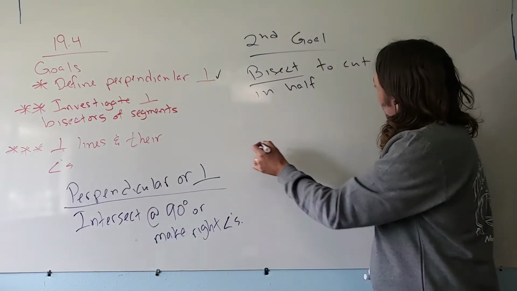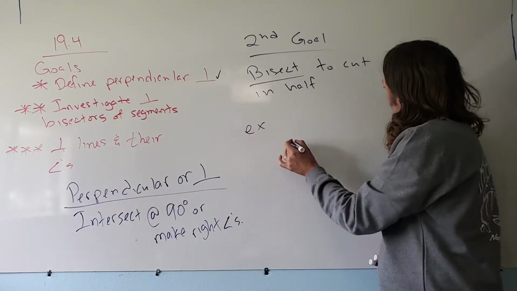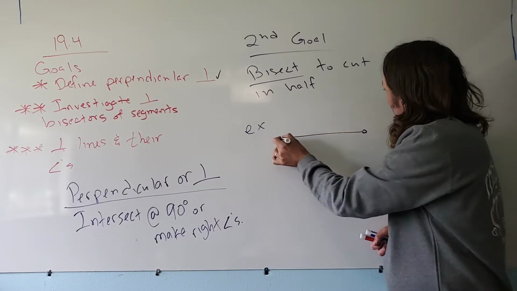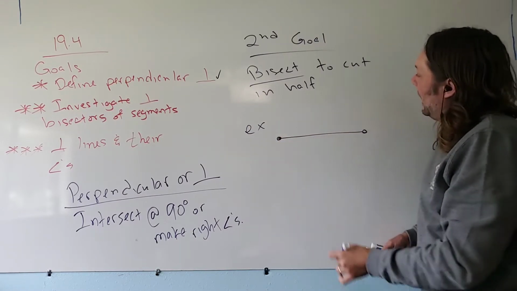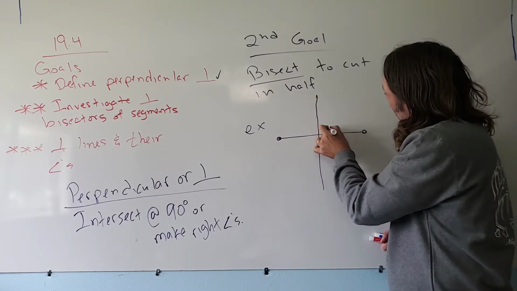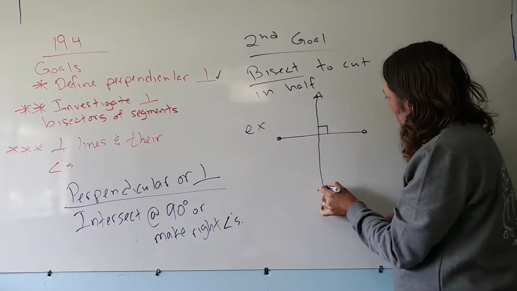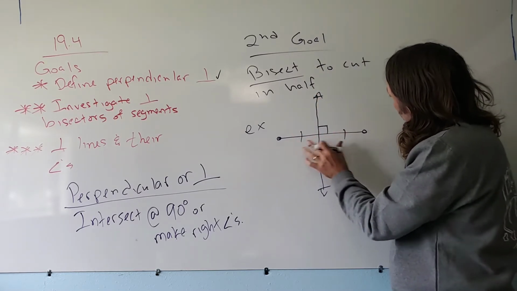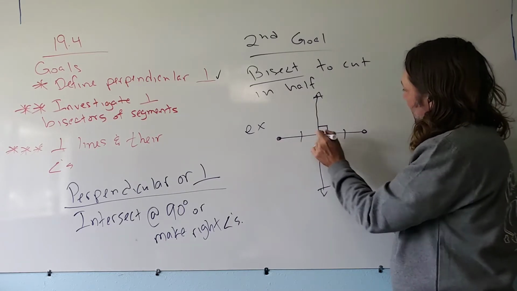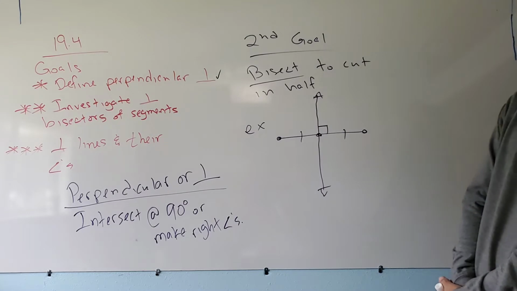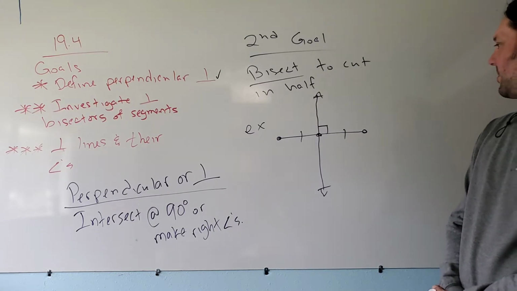An example of this could be something that looks like this. Here's my segment, and a perpendicular bisector would make a right angle to the segment, and it would cut the segment into two equal parts. These little marks again are how I show that this is the same as that. This is what a perpendicular bisector would be.